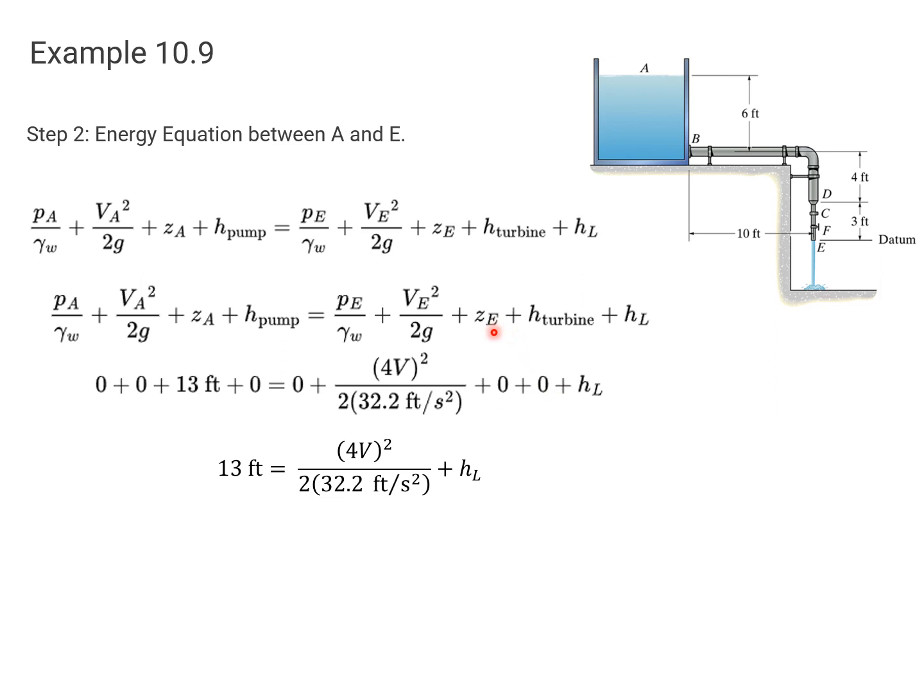2G. Z is 0 here because we're at the reference level. There's no turbines. So the only unknown is HL and V. So we get an equation involving HL and V.